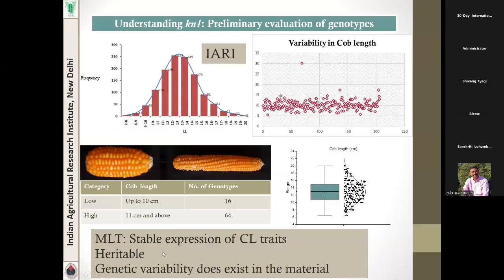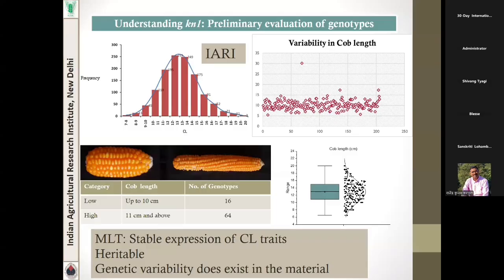Then we understood, with the genetics part of this, that these traits are less affected by the environment, there is more genetic control, and these traits are heritable. Both traits, kernel row number as well as cob length. Heritability is very important, whether the trait is expressing and contributing to the next generation, and what type of gene action is moving forward. We did these kinds of studies, and we found that these two traits are very highly heritable.